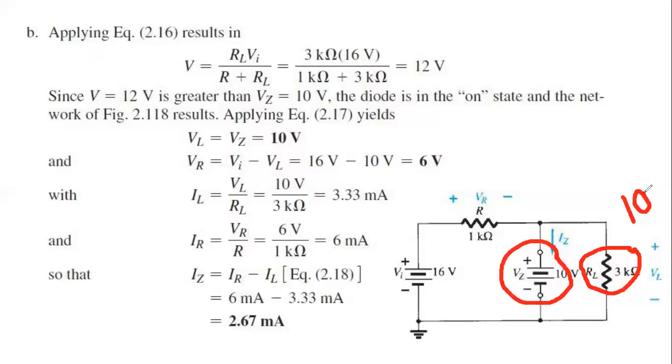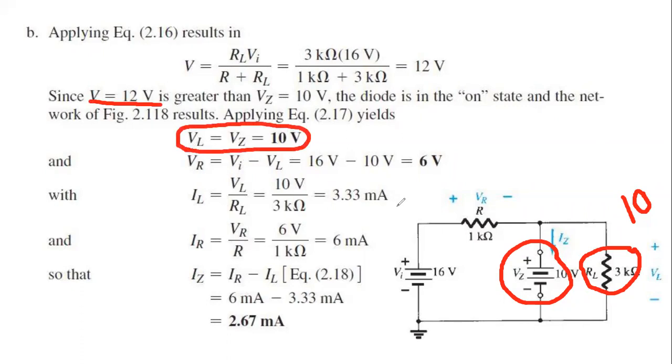So when it crosses the 10 volt, it will be on, and the voltage source will be 10 volt. Similarly, the output would also be 10 volt. It will not be 12 volt. Though in the calculations we get 12 volt, in the output we get 10 volt because the Zener diode is placed here. So that's why VL equals VZ equals 10 volt.